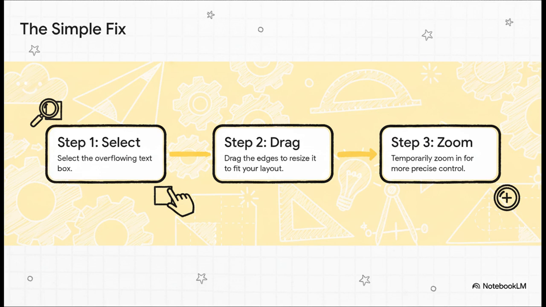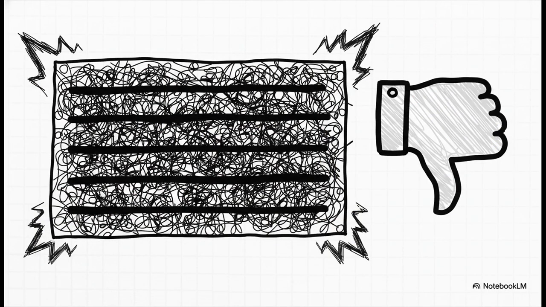Just select the text box, grab those little handles on the side, and drag it to the size you want. And here's a little trick for you. If the handles are being tricky to grab, just zoom in a bit for more precise control. Easy peasy.